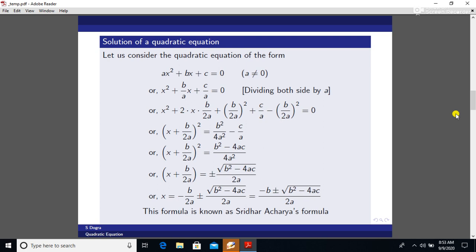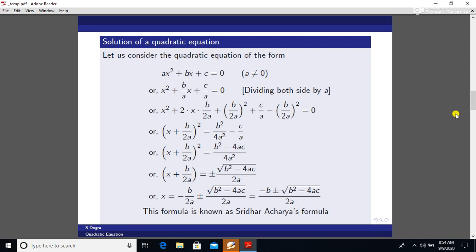terms, we get (x + b/2a)² equal to. We place c/a − (b/2a)² on the right hand side. Placing c/a − (b/2a)² on the right hand side, we get (x + b/2a)² = b²/4a² − c/a, that is (x + b/2a)² = (b² − 4ac)/4a².